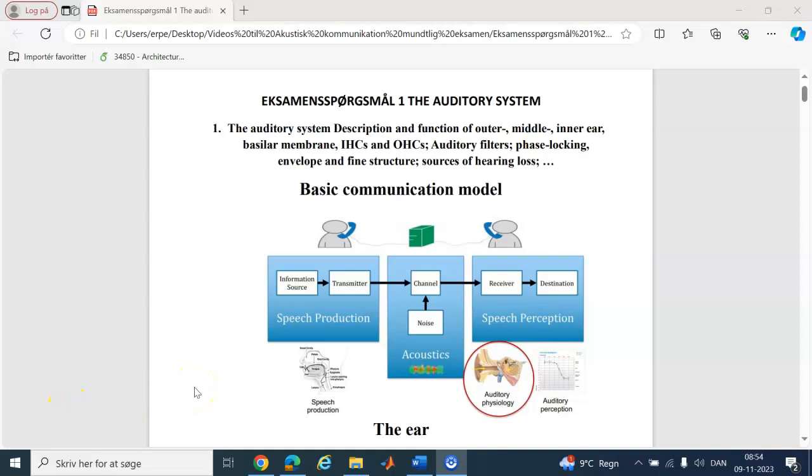Yes, I want to talk about the auditory system. The auditory system covers the description and function of the outer, middle, and inner ear, basilar membrane, inner hair cells, outer hair cells, phase locking, envelope and fine structure, and sources of hearing loss. So it's about how you receive sounds.